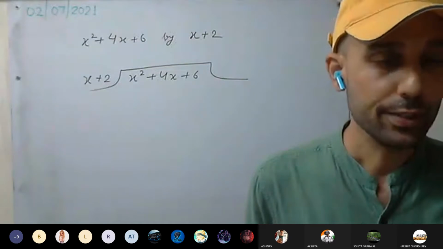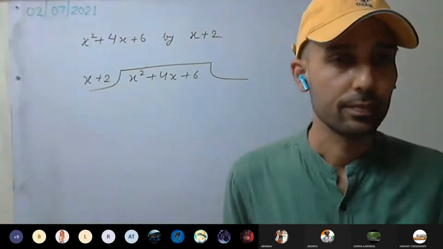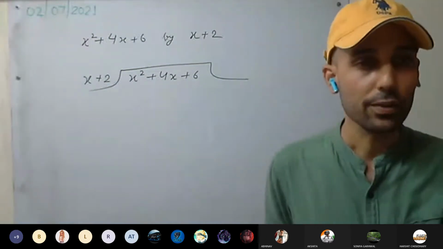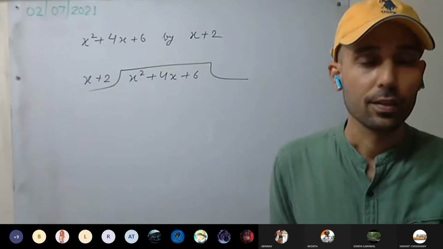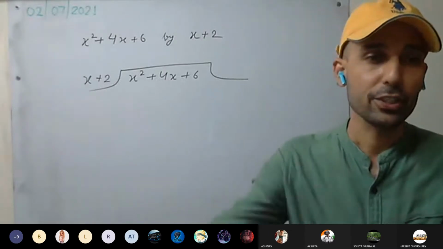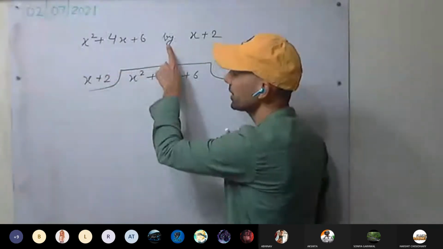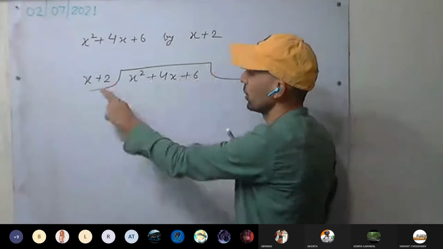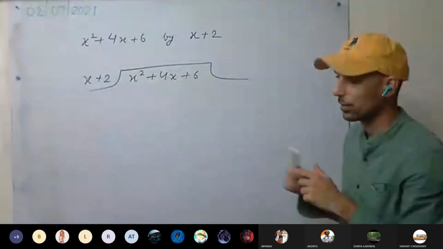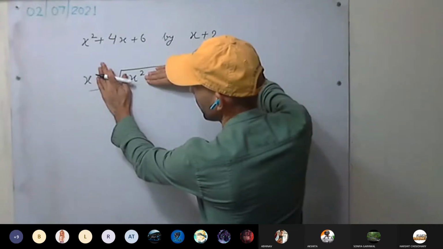Okay, has everyone solved it? Have you solved it? Okay, then pay attention here now. See here. It is already arranged in descending order of the powers of x: 2, 1, 0. Okay, now we write it like this. Now forget about this, forget about this.